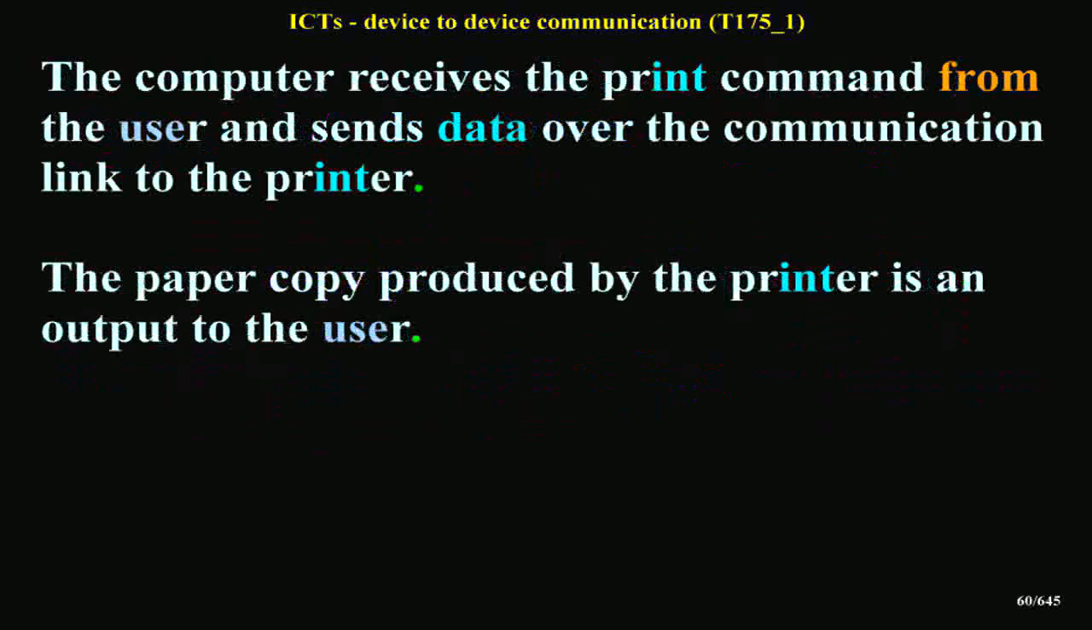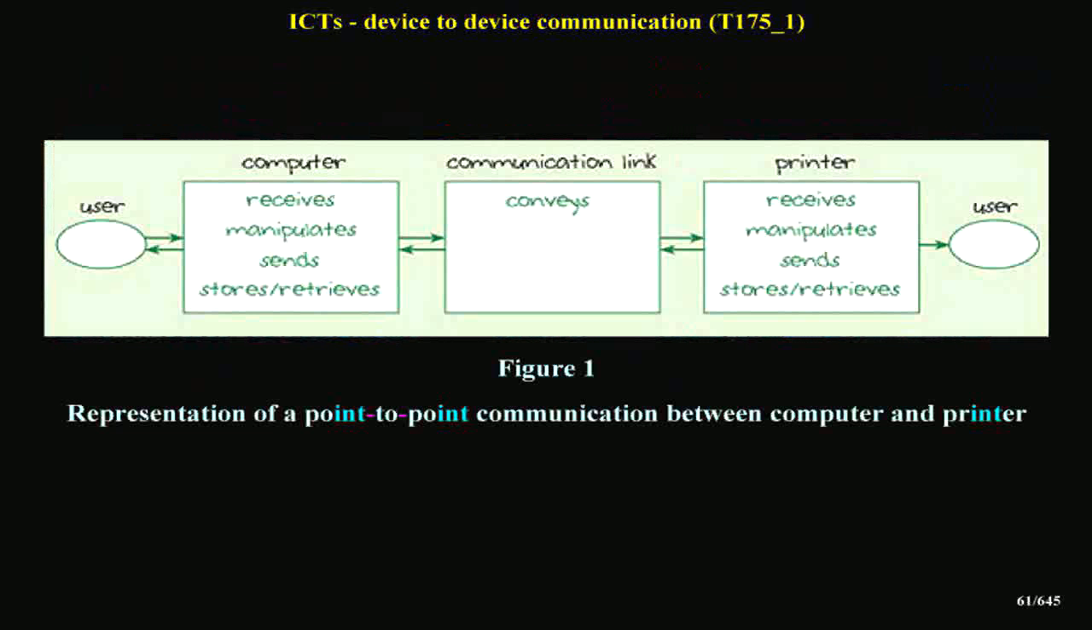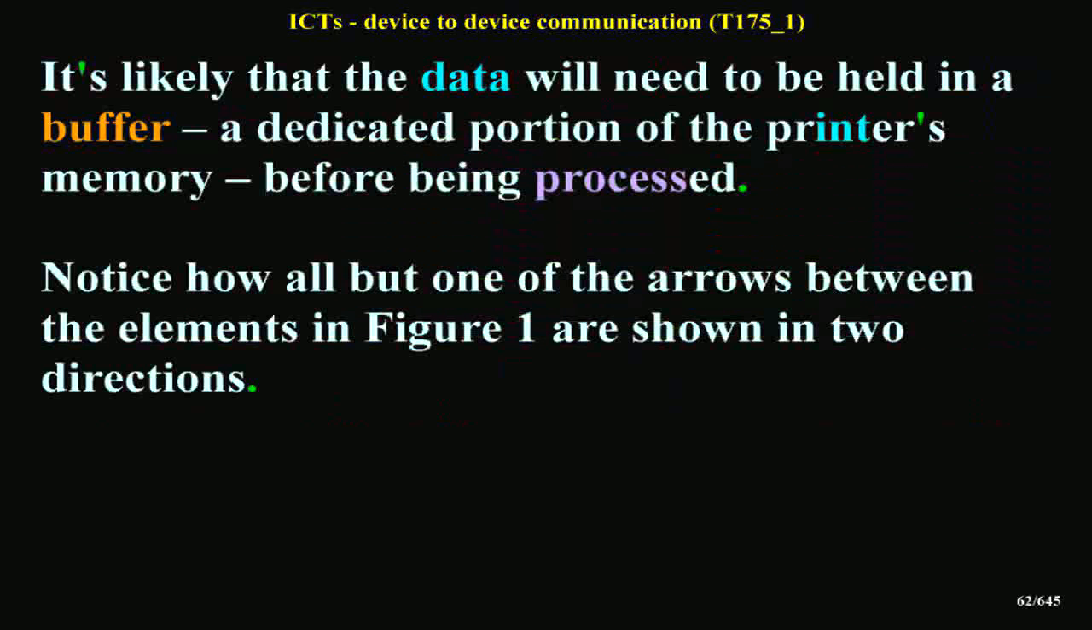The computer receives the print command from the user and sends data over the communication link to the printer. The paper copy produced by the printer is an output to the user. Figure 1 representation of a point-to-point communication between computer and printer. It's likely that the data will need to be held in a buffer, a dedicated portion of the printer's memory, before being processed.